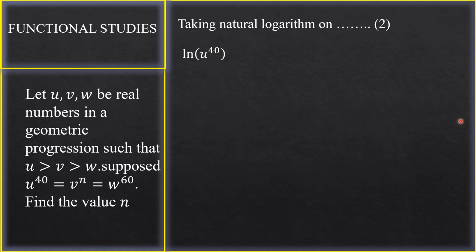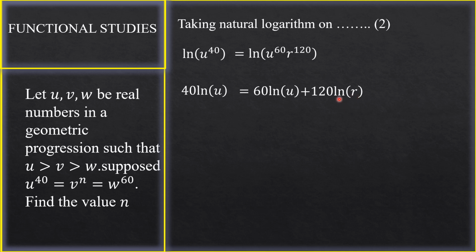The left hand side will be equal to what? The natural log of U to the power 60 times R to the power 120. From here we have to apply again the laws of logarithm. The 40 goes down, so it will be 40 natural log of U equals to what? Since a product here again, and we have to apply the power rule, it will be 60 natural log of U plus 120 natural log of R.